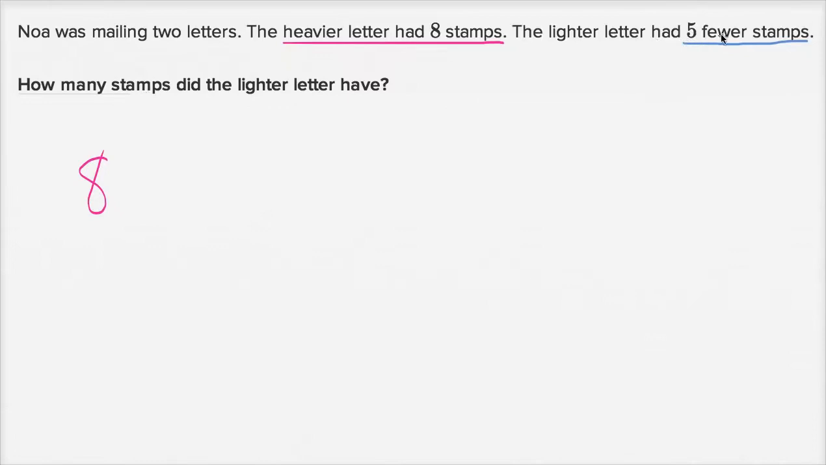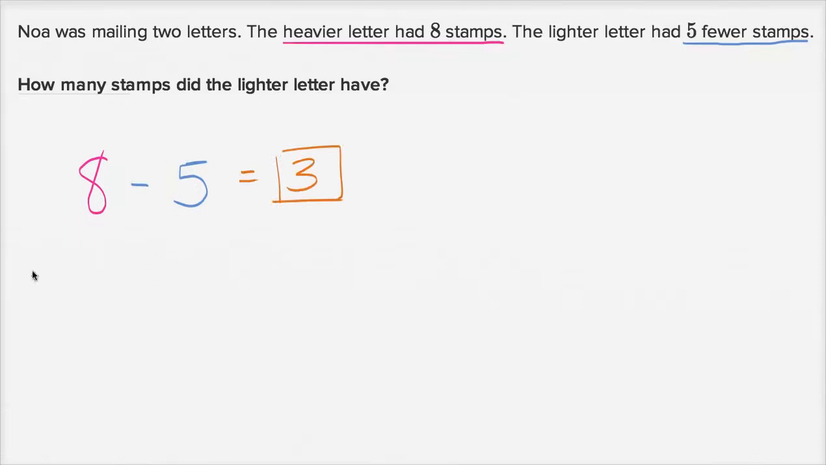But it's 5 fewer. 5 fewer than what? 5 fewer than 8 stamps. And so we could write that. If we have 8 stamps and we want to go 5 fewer than that, well, that's going to be 8 minus 5. This is 5 fewer than 8, which is going to be equal to 3. The lighter letter has 3 stamps.